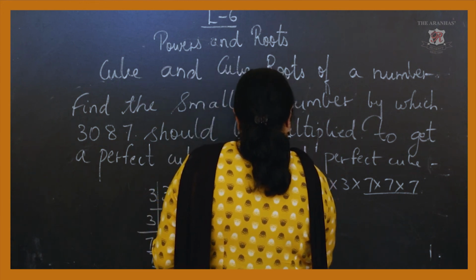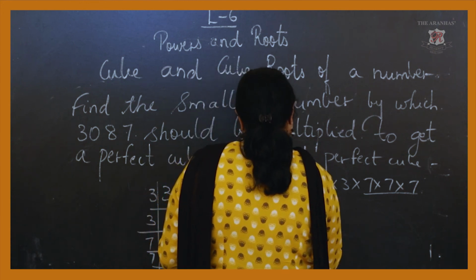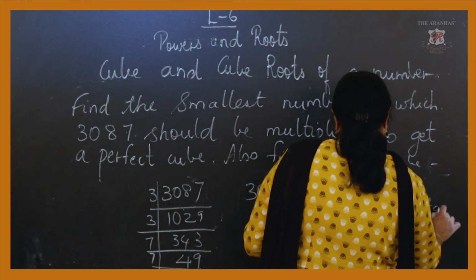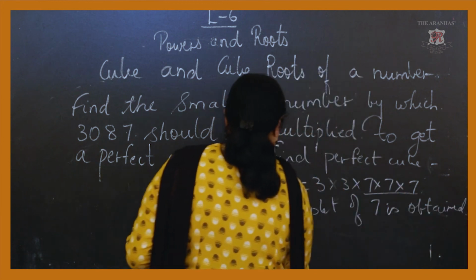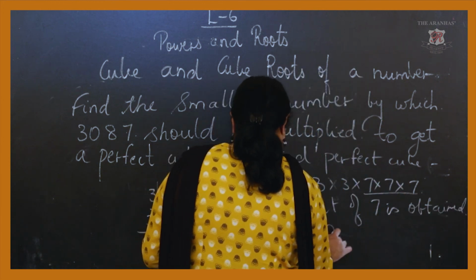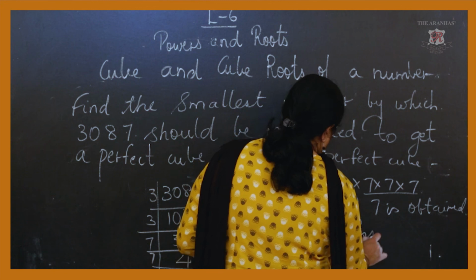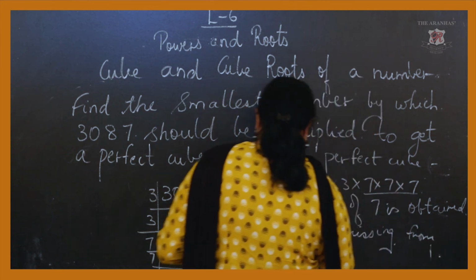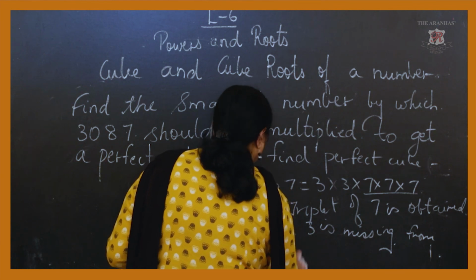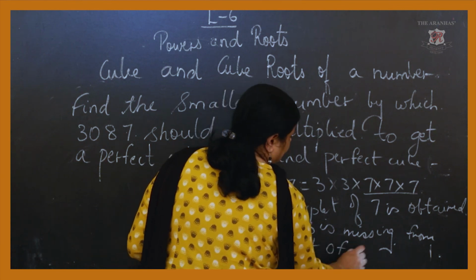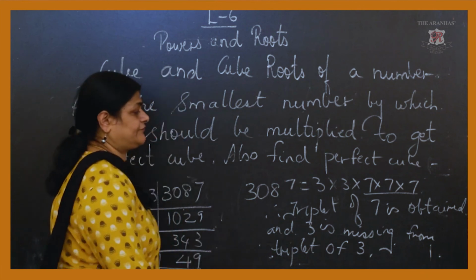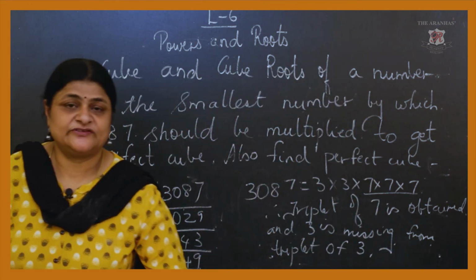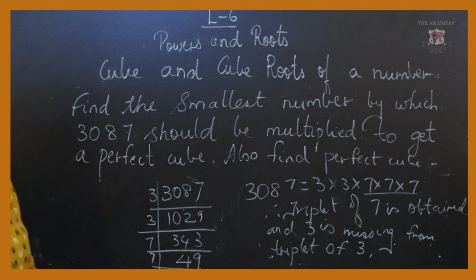So therefore the triplet of 7 is obtained and 3 is missing from the triplet of 3. Got it. Now this is the last sum which we are coming to. I'll just explain to you all.